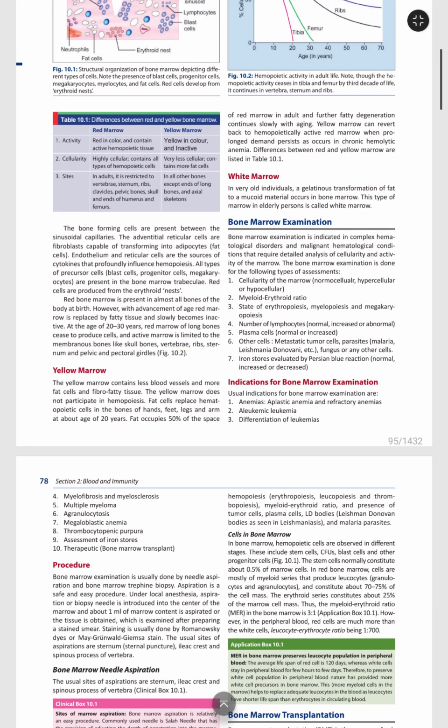Then there is yellow marrow, which is for fatty degeneration. Suppose this is your bone, this is the red bone marrow, then this is the yellow bone marrow. The yellow marrow keeps on increasing with age. Yellow bone marrow is yellow in color, less cellular, and contains more fat cells, in all bones except the ends of long bones and the axial skeleton. And white marrow is present in very old individuals.